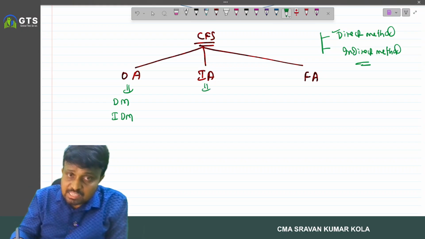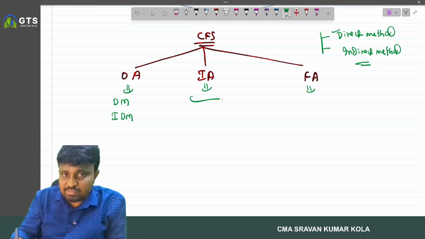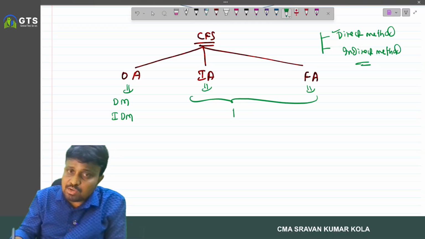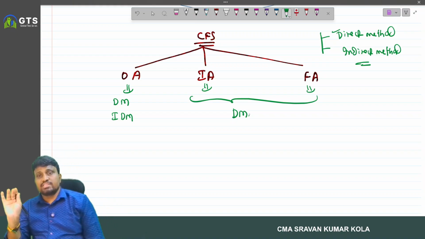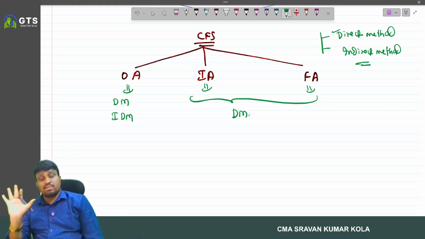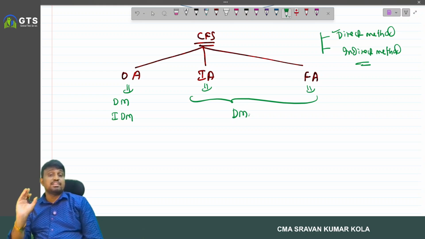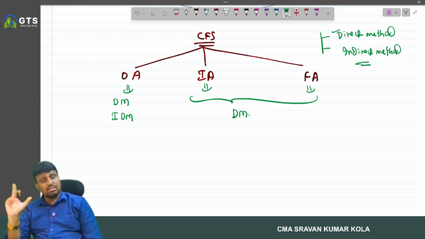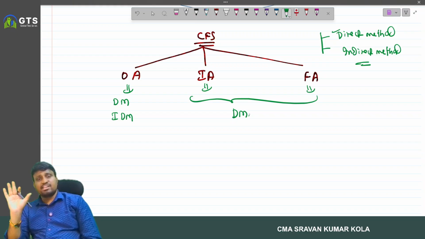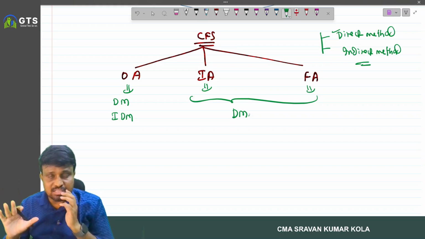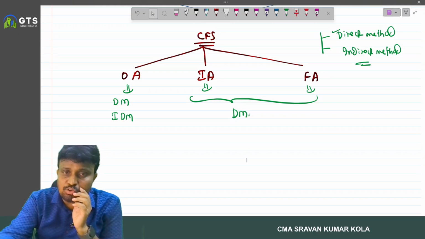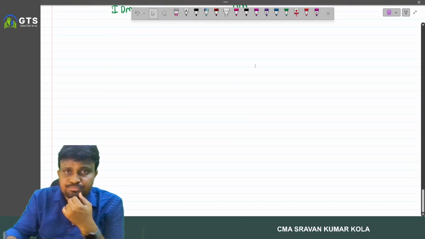But remember, in the case of investing and financing activity, the related cash flows can be calculated only by using the direct method. The indirect method is applied only for calculating cash flows relating to the operating activity. But whether you follow the direct method or the indirect method, the answer will be the same. Then, how to prepare the cash flow statement?